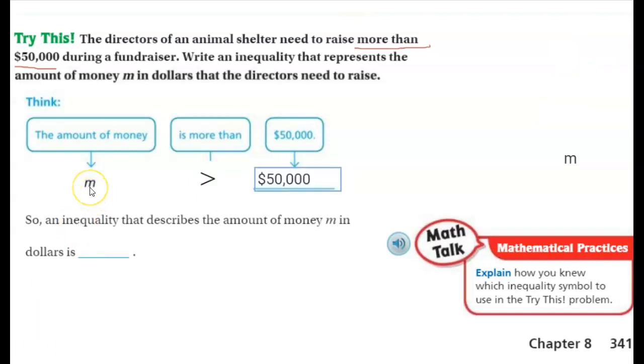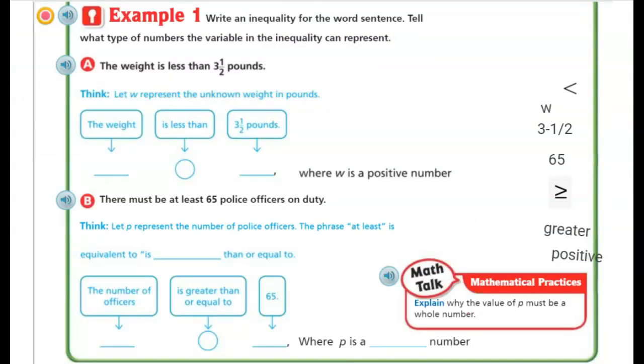With everything in place, the amount of money, M, is more than $50,000. So an inequality that describes the amount of money, M, in dollars is M is greater than $50,000. Mathematical practices. Explain how you knew which inequality symbol to use in the try this problem. Well, the way I knew is I looked at this key phrase, more than $50,000. Move on to example 1.